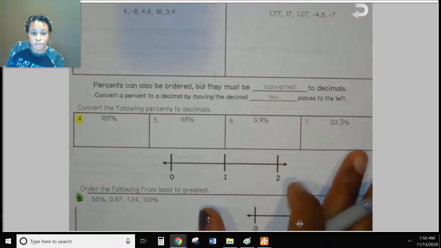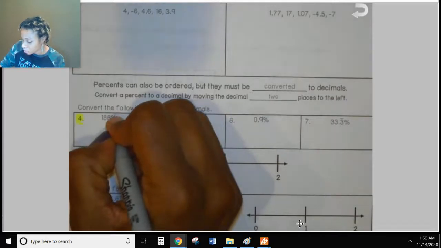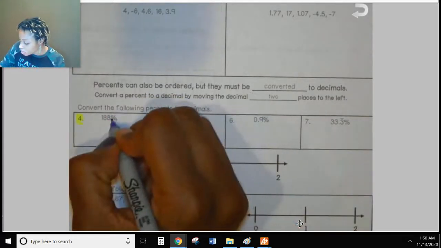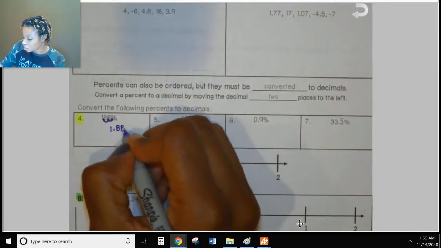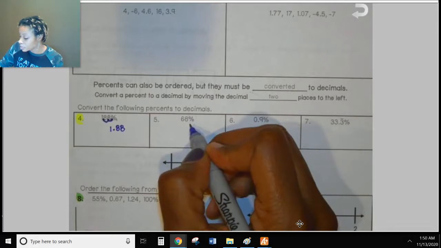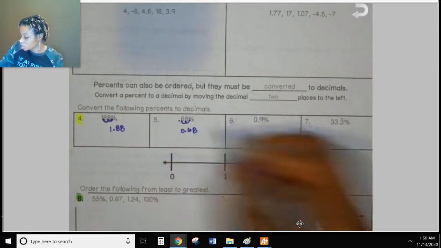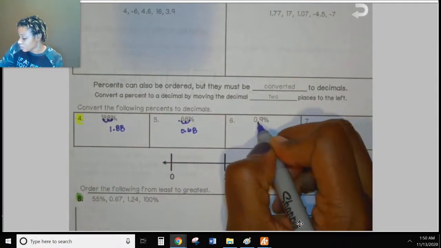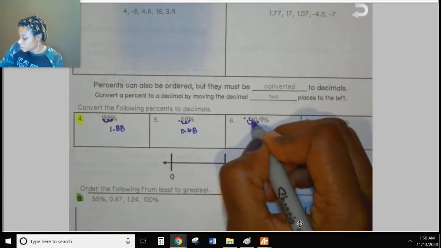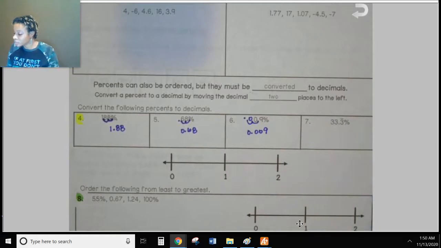So here, the first percent we have is 188%. We would take the decimal, which is back here, and move it 2 places, 1, 2. This will become 1 and 88 hundredths. 68%, 1, 2, will become 68 hundredths. 9/10%. Still moving in 2 places to the left, 1, 2. We'd have to put a placeholder. This will become 9 thousandths, okay?